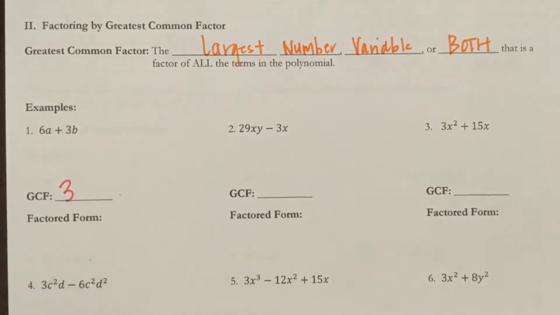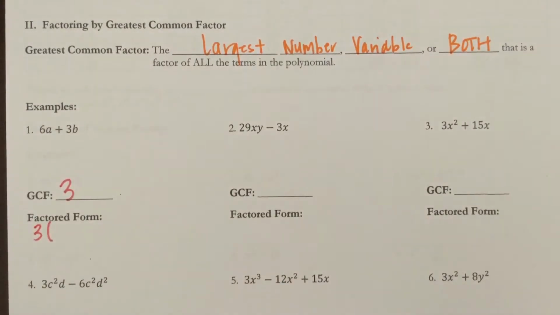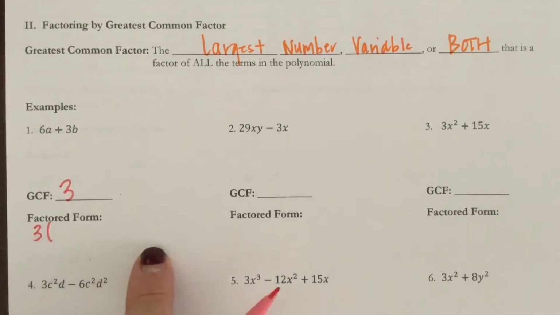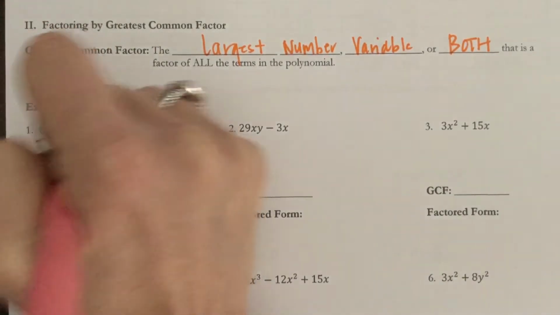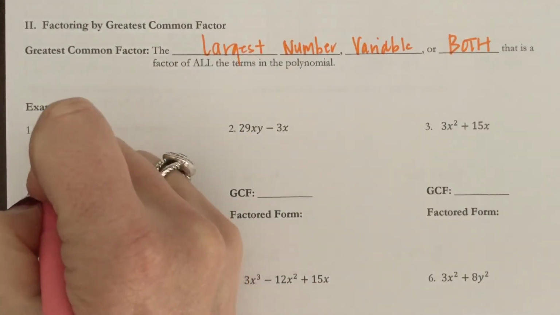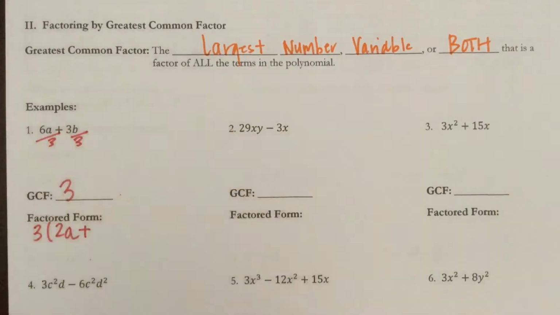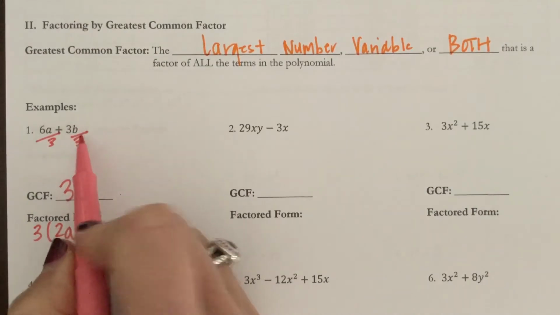Now I want to rewrite this as a multiplication problem. So my factored form is going to look like 3, and then remember we want to rewrite it as multiplication, so 3 times. And then to figure out what goes in here, I'm going to come up and divide both of these things by 3. So 6a divided by 3 gives me 2a, put down my plus sign, and 3b divided by 3 leaves me with just b.